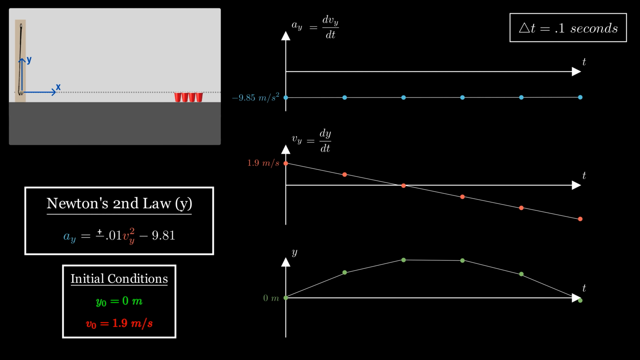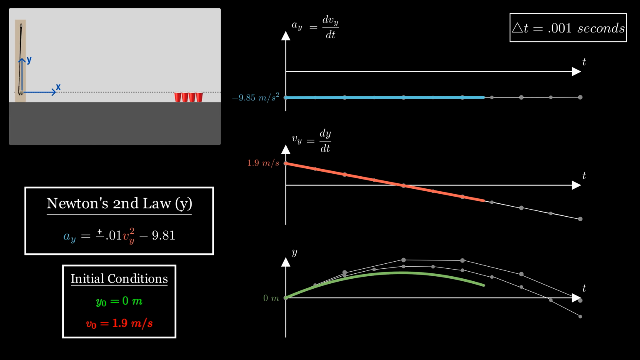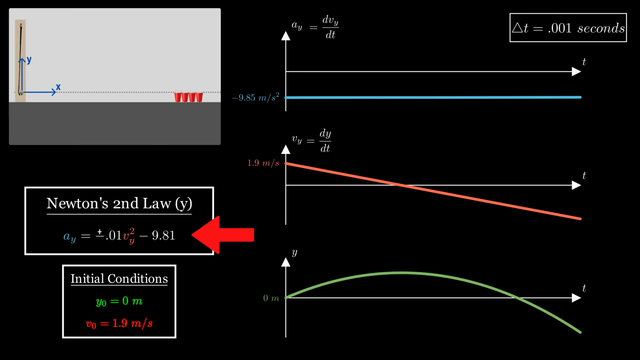To smooth this out and reduce the numerical error, I'll decrease the step size to half of what it was before, and after performing twice as many calculations, it looks a bit smoother. But I'll decrease it again 50 times further down to 0.001 seconds, and now we've got a great looking numerical solution that approximates the analytical solution that you could have gotten if you actually did the complex integral of this equation twice. Anyway, we can now see the ball will hit the red solo cup 0.39 seconds after launch.